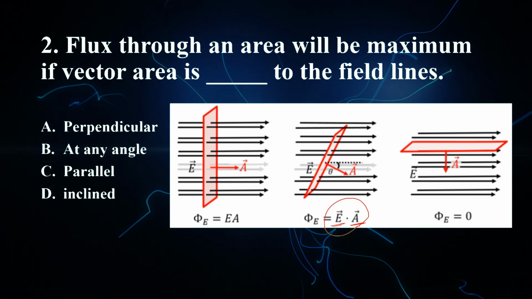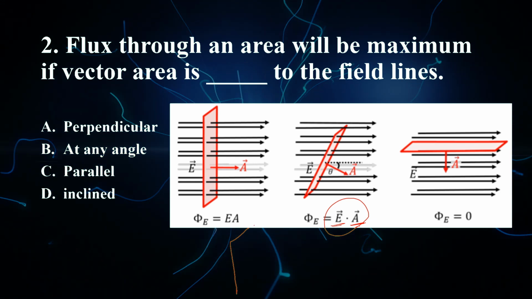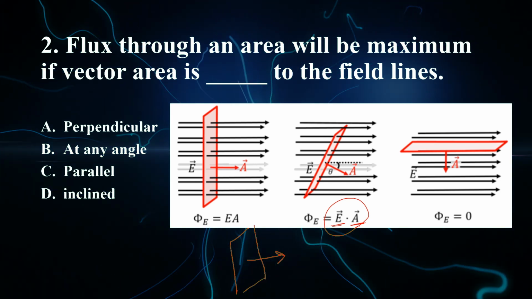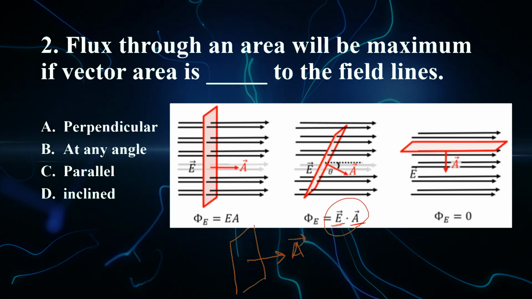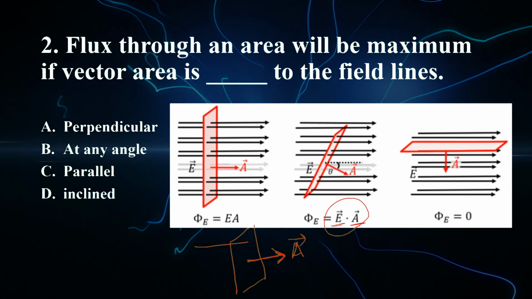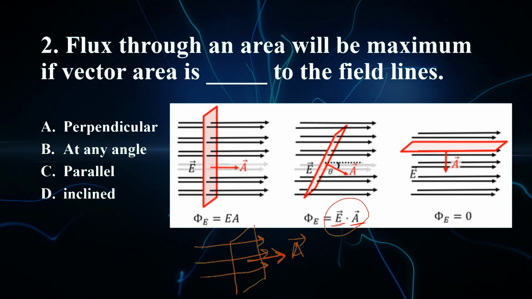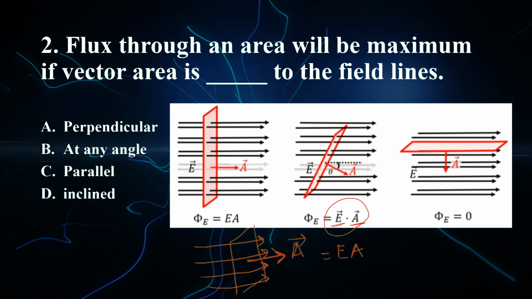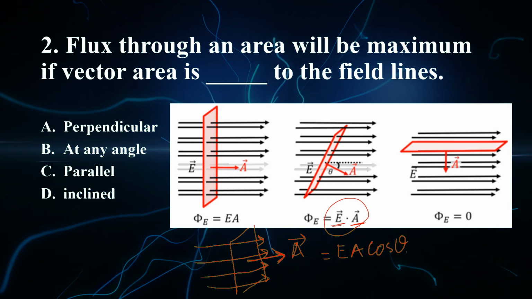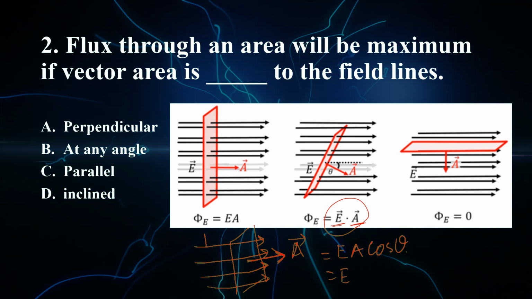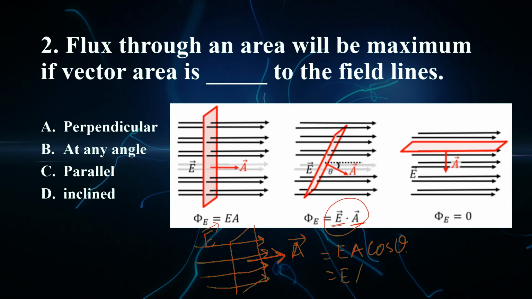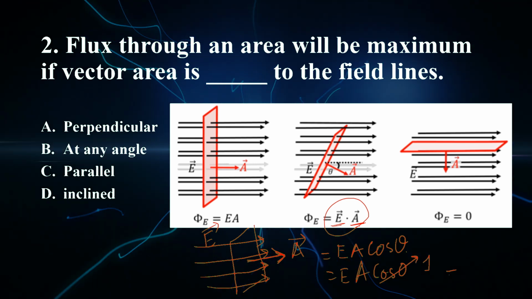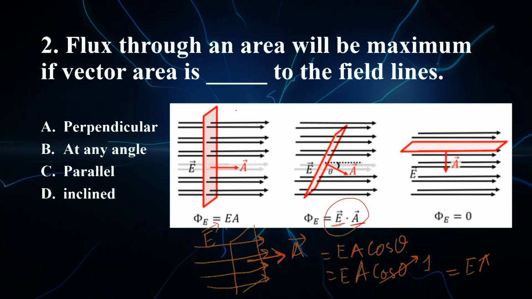So students, vector area is the area whose direction is always perpendicular to that particular surface, okay? And if the vector area and these lines are parallel, then this theta, if you open this dot product, there will be a theta over here. This theta will be 0 degrees because these electric field lines and the area are parallel, so it will be cos of 0, and cos 0 is 1. So the answer will be EA, like you can see in this diagram.